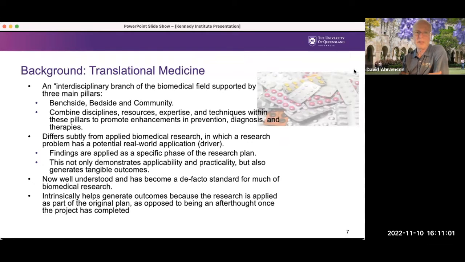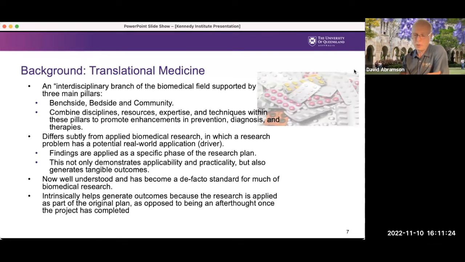This is typically combining, in this case, multiple disciplines, multiple resources, expertise, and techniques within those pillars to promote enhancements in the prevention, diagnosis, and therapies. So medicine, of course, is the domain there. And as you'll see, if you haven't already worked it out, what we're doing is mapping that across to the way we do research.